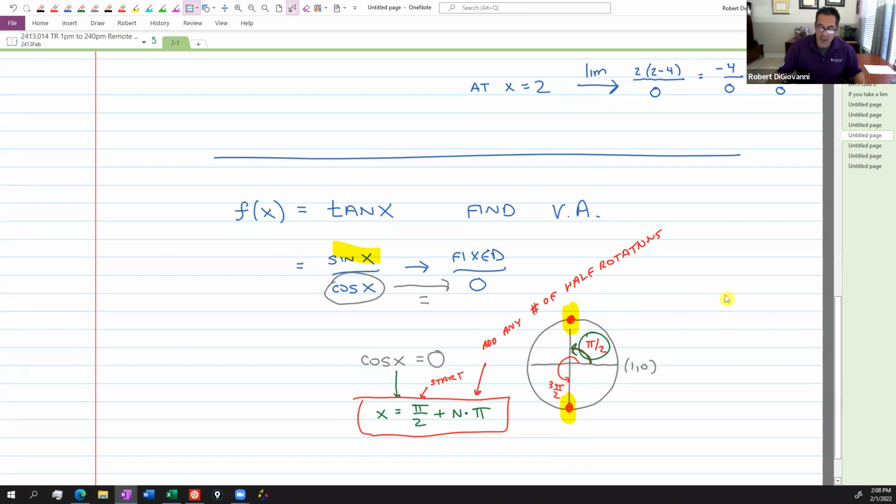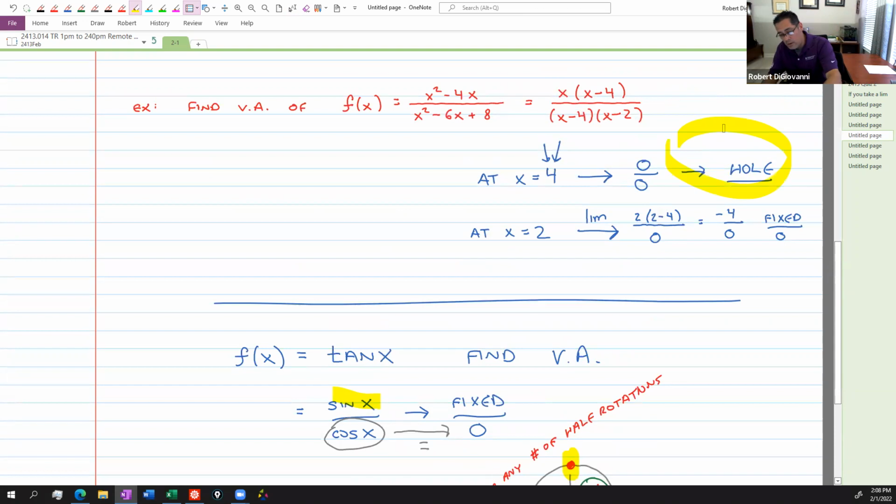You just have to be able to distinguish between a hole versus this situation, right? A hole is really just truly a hole in the graph. And then an asymptote is this thing, right?